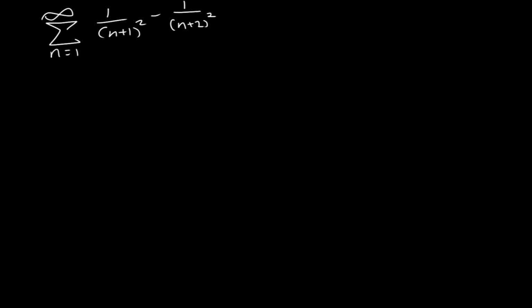Okay, so let's go through the steps again. The first step is we want to make sure that this telescopic series is split up and it has a difference. So again, we see that this is 1 divided by (n plus 1) squared, minus 1 divided by (n plus 2) squared as well. So they're subtracting, so there is possible canceling out between terms.